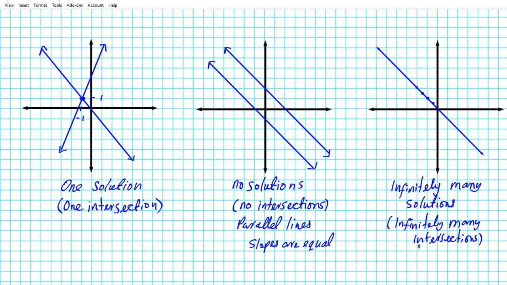How do you know that you have a scenario like this? It's when you have the same line. All you have to do is put both equations in the same form and simplify them completely, and then you can determine if they're the same line or not. Alright, let's take a look at an example.